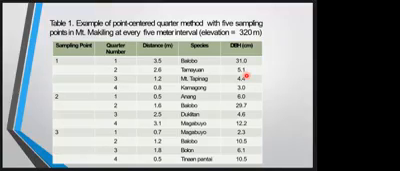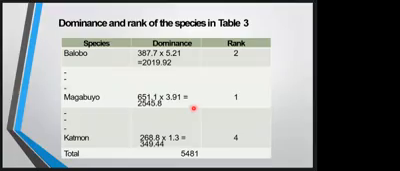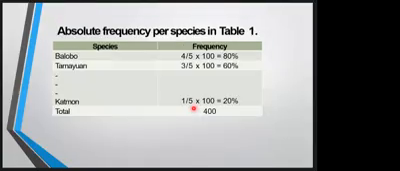For tamayuan, there are 3 frequencies. In sampling point 2, we have no presence of tamayuan. In sampling point 3, no presence of tamayuan again. In sampling point 4, there is a presence of tamayuan. And in sampling point 5, there is the presence of tamayuan, equivalent to 3 presence, no? 3 occurrences in the 5 sampling points, which makes it 3/5 times 100, which is 60%.